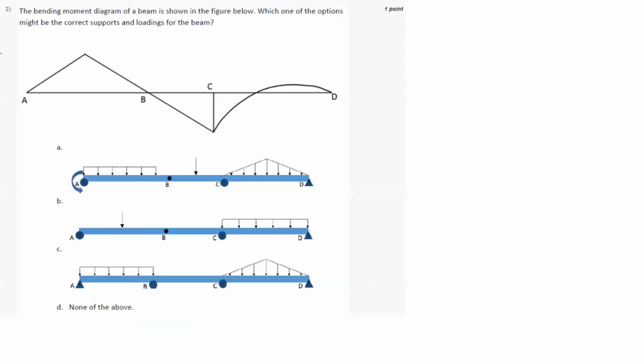Now we will go to the second problem. The bending moment diagram of a beam is shown in the figure below. Which one of the options might be the correct supports and loading for the beam? Now you can see between A to C, we have a linear line. When we have a linear line in the bending moment diagram, we have concentrated load. And when we have a parabola, C to D, we have a parabola when we are dealing with UDL, uniformly distributed load, or UVL.